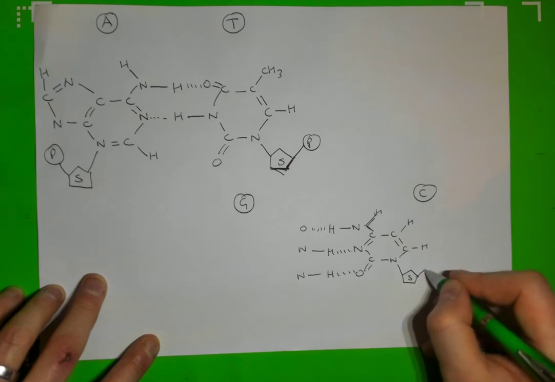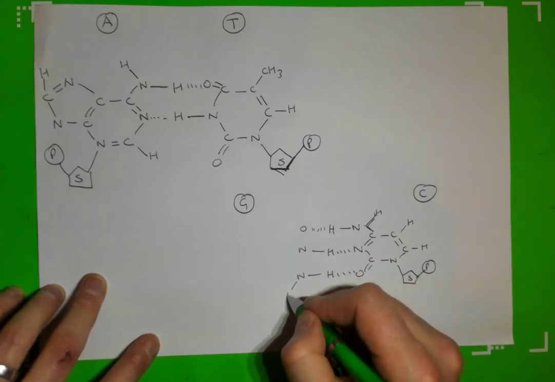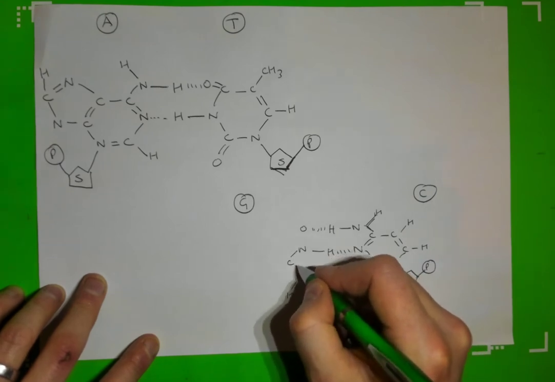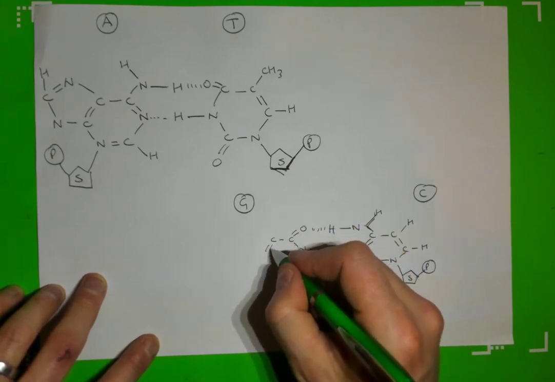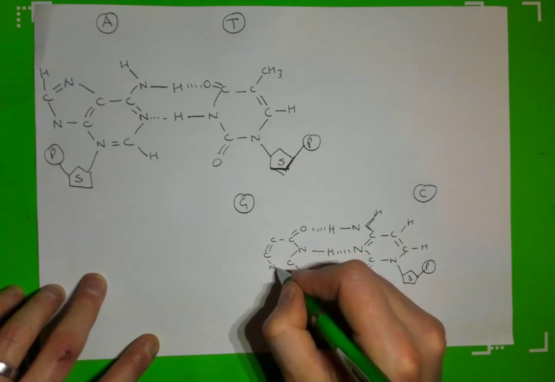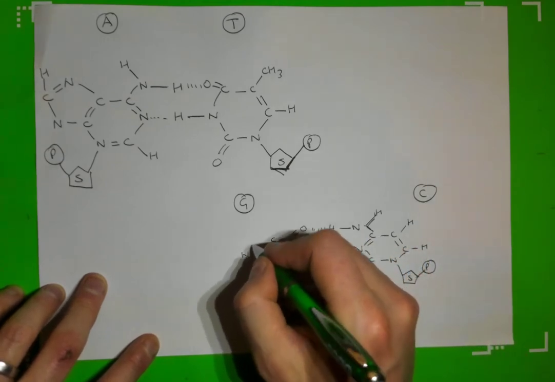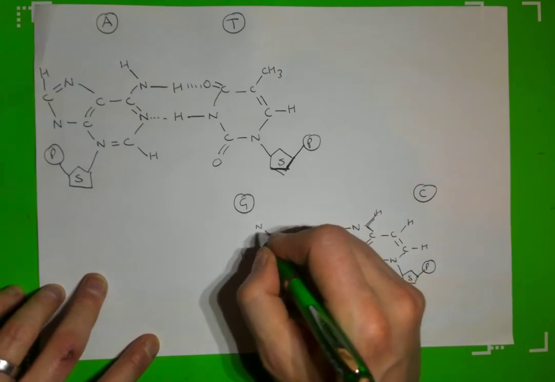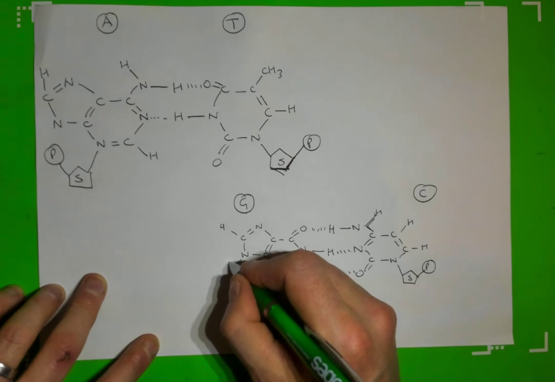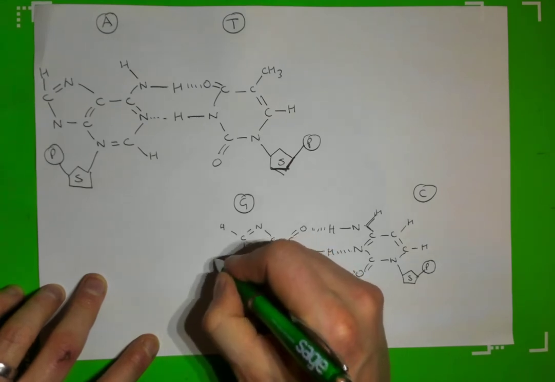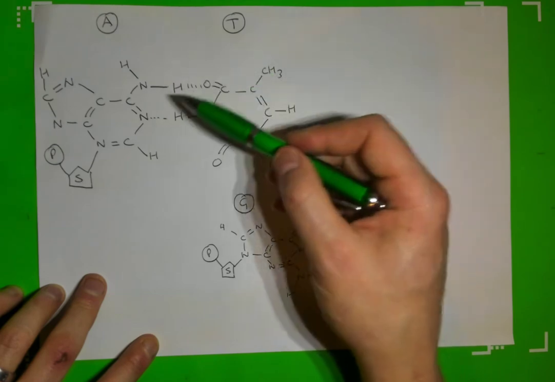Sugar molecule. So here are 3 hydrogen bonds. Here, there are 2 hydrogen bonds here.